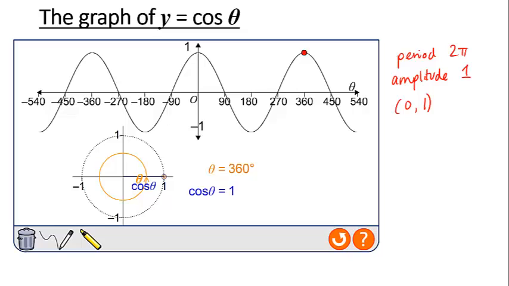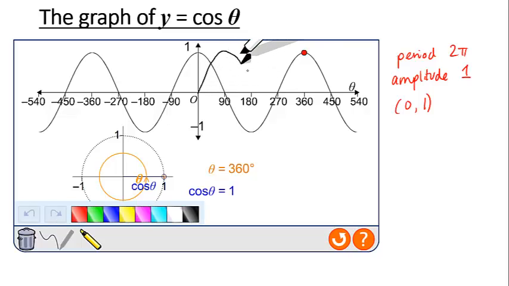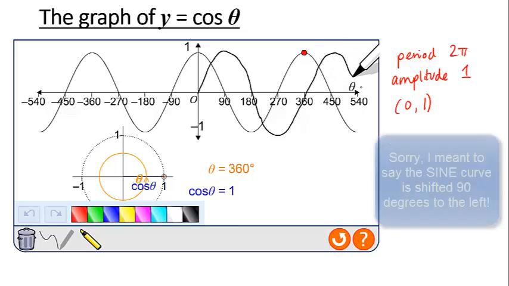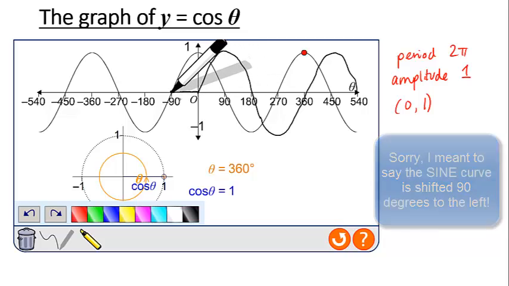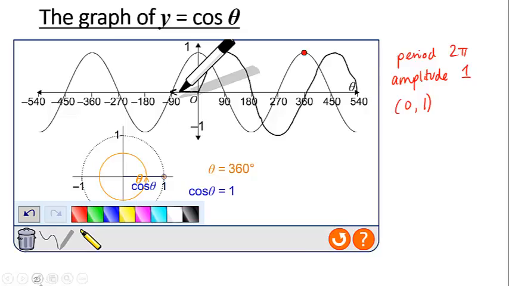Also, we can see that the cosine curve is just the sine curve shifted, or translated, to the left 90 degrees. So if I draw a little bit of the sine curve, I get something like this. The cosine curve has just been shifted 90 degrees to the left.